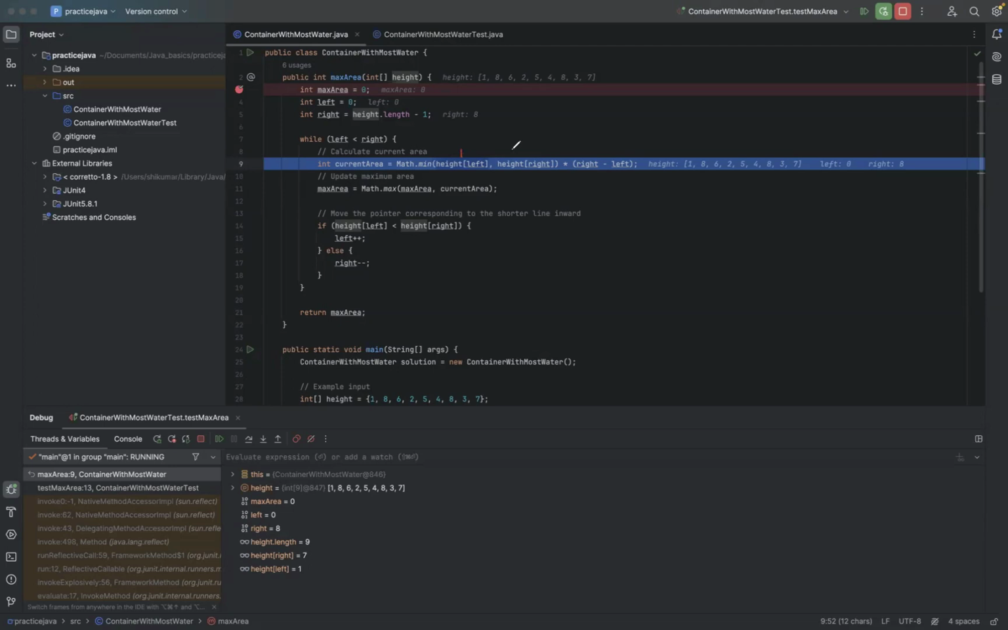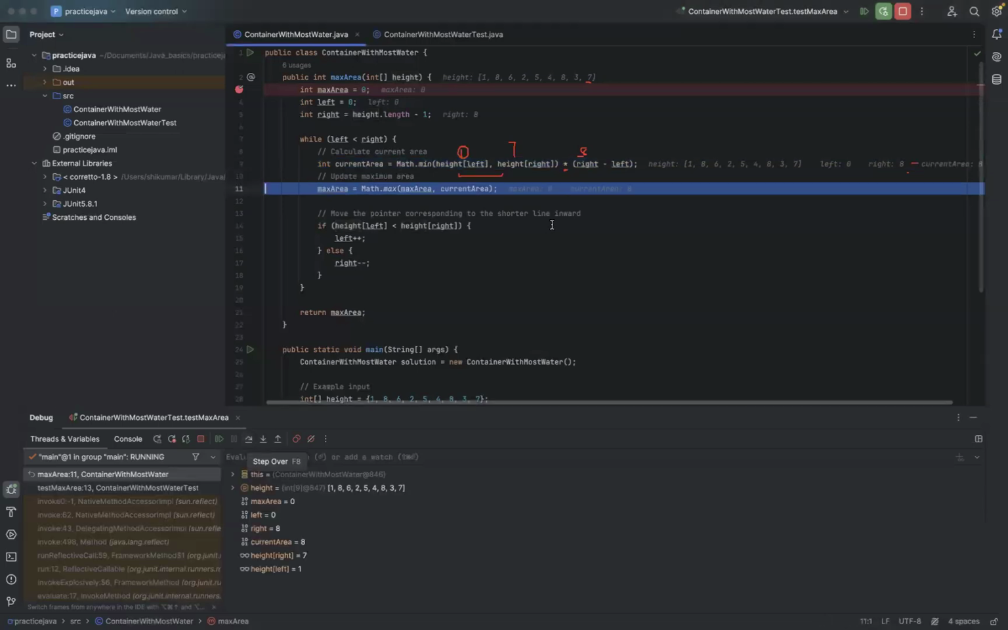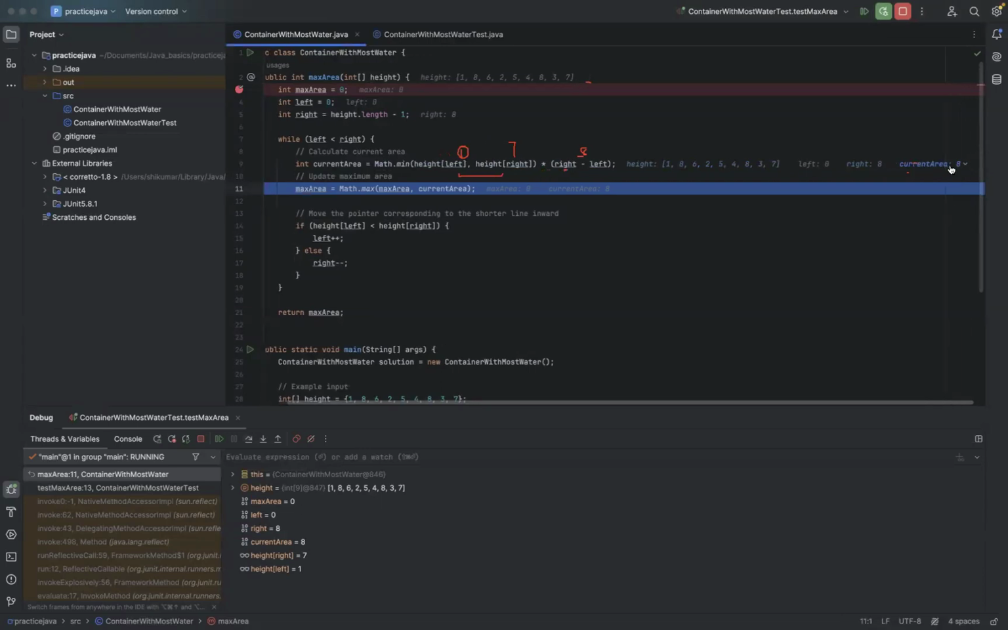And we get height of right. What is height of right? That is this last one, so we will get 7 over here. And right minus left: right is 8 minus 0, which is 8 only. From these two heights, what is the minimum? The minimum is 1, so we take 1 and multiply it with 8. So in the very first time, we get the current area as 8. We go to the next line, and you will see current area became 8.